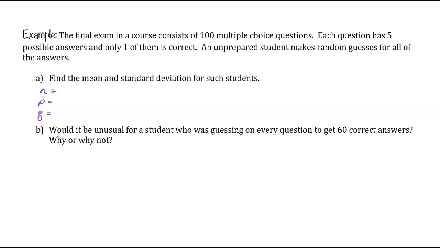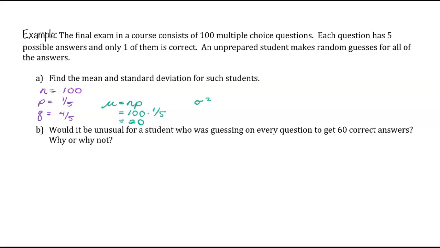n is the number of trials. In this case, there's 100 questions, so n is equal to 100. And the probability of getting any one of those questions correct is 1 divided by 5, or 0.20. And q is the probability of getting a question incorrect. And with 5 options, 4 of them are incorrect, so q is equal to 4 divided by 5. Now we can calculate the mean, which is simply the product of n and p. n times p in this case is 100 times 1 over 5, or 20.